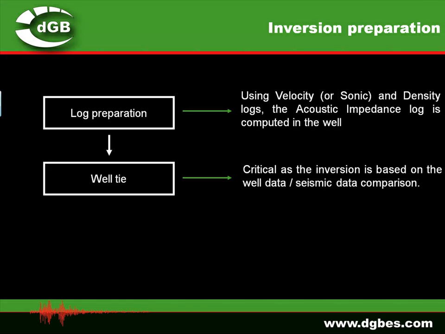So the inversion, any inversion starts the same way. You have to prepare your log, so you have to compute impedance log. For that you need a velocity or sonic log and density. The density, if you don't have one, you can create one using the velocity log, but of course it's better to have one that's been acquired in the well. And then you have to tie the well. It is very important as you are going to compare the well data with the seismic data, so it has to be done very carefully.